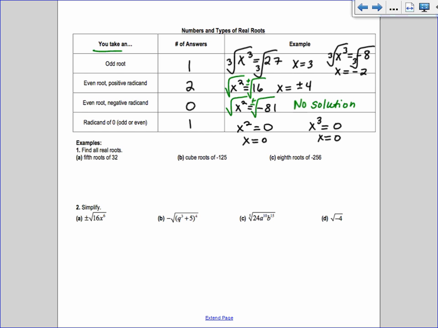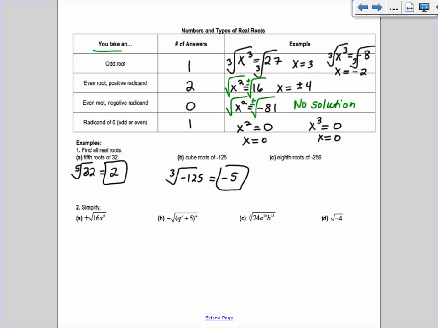All right, so the fifth root of 32. Are you guys at the point where you know the fifth root of 32? 2. You could always do your factor tree if you need to. Cube root of negative 125. Does it work? Yeah, it works. What multiplied by itself 3 times gives you negative 125? Negative 5, right?